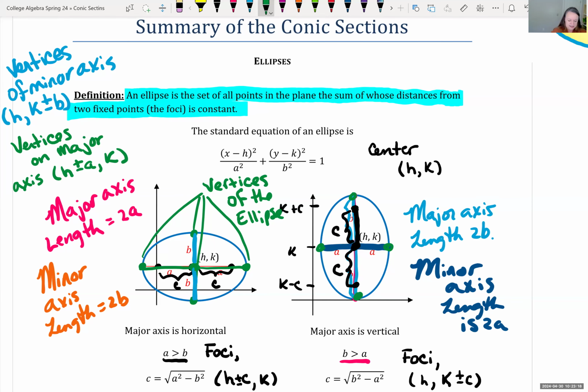Okay, so vertices, major axis. When it's elongated with the y-axis, vertices on the major axis here, notice again, it's affecting the y value. So it's going to be H comma K. The bigger value is B, so K plus or minus B.